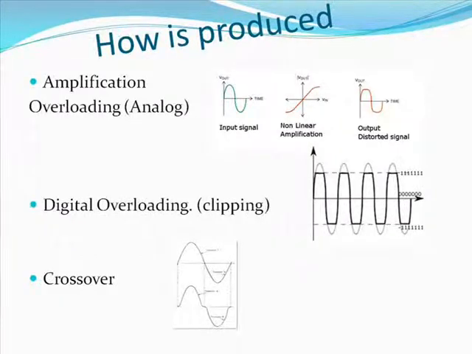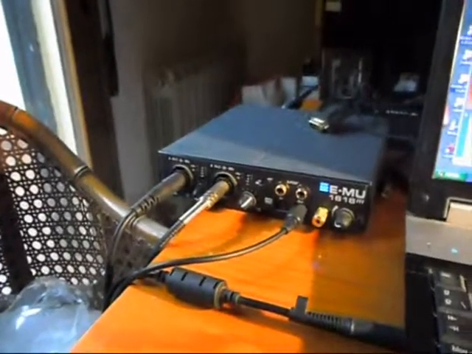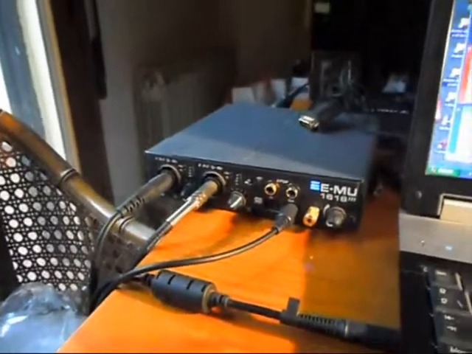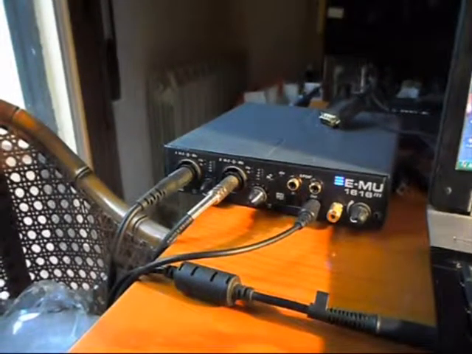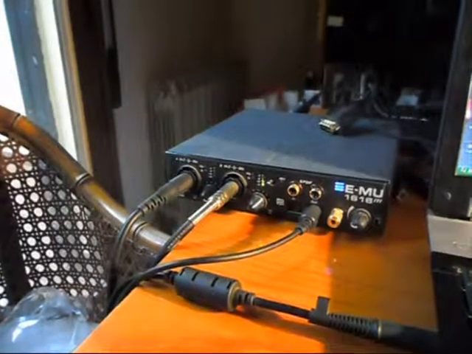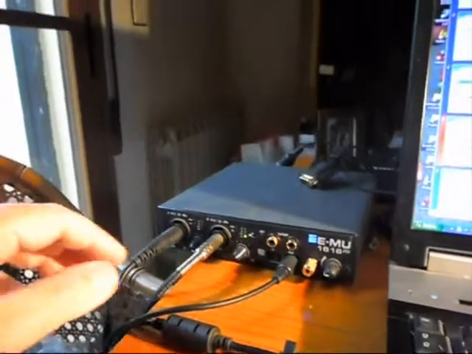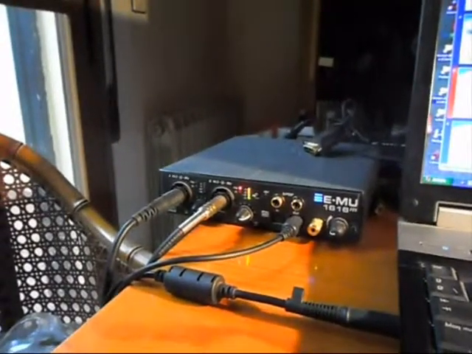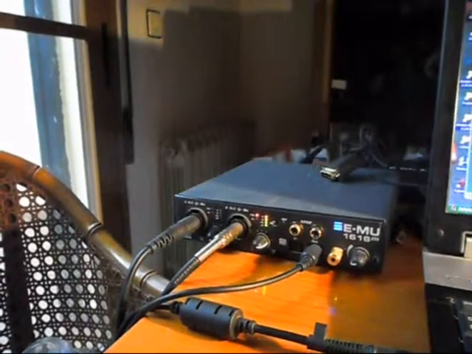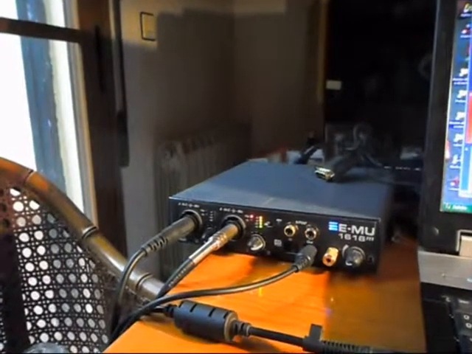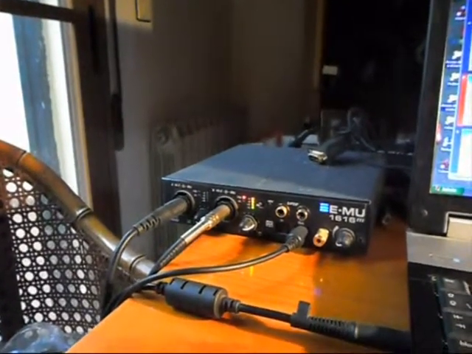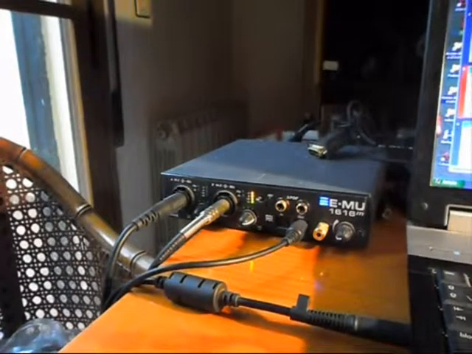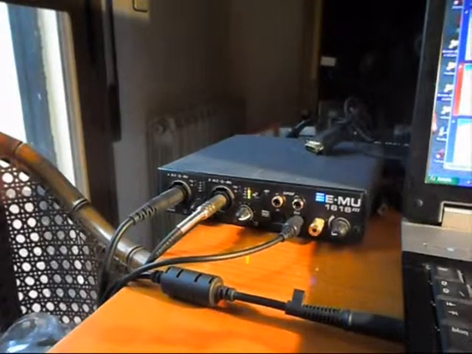cross 0 point. The first type of distortion is when you overload a preamplifier or an amplifier. The guitar signal is not distorting. If we amplify more, we get already distortion. We can say this is analog distortion, or distortion produced in the analog amplifiers.